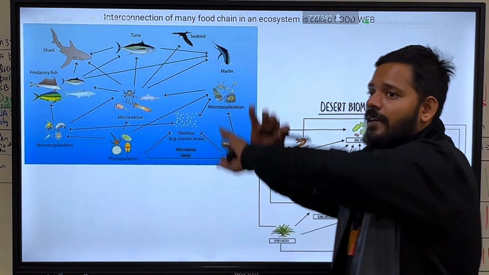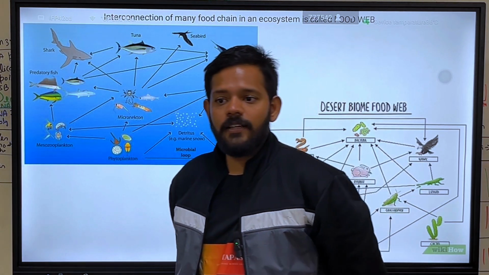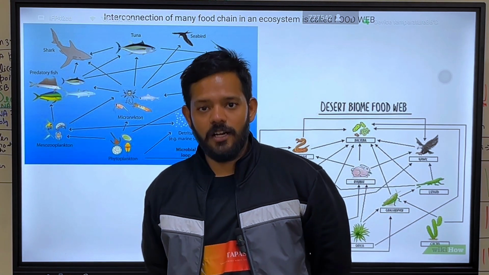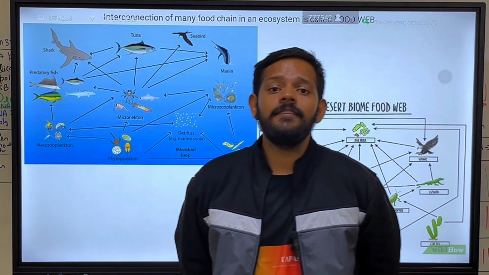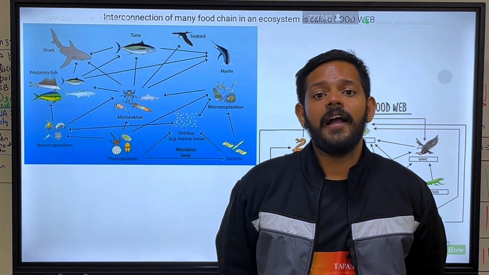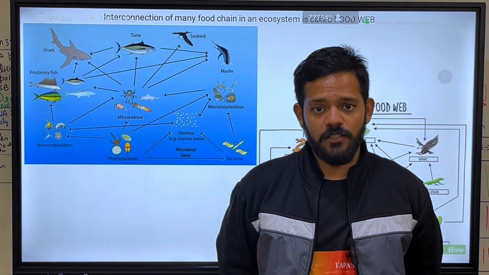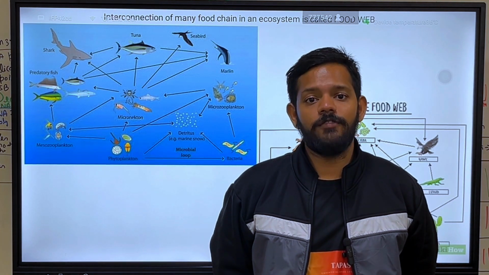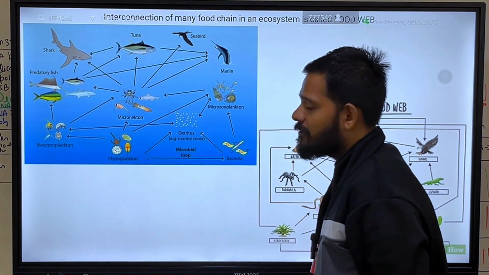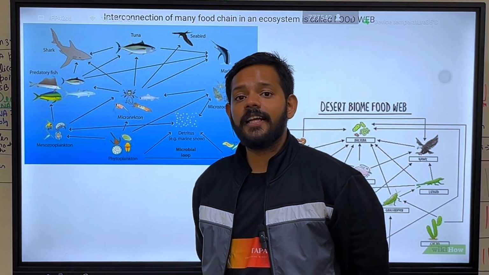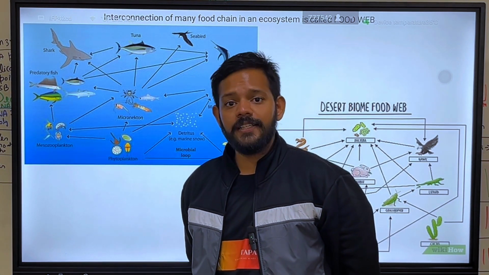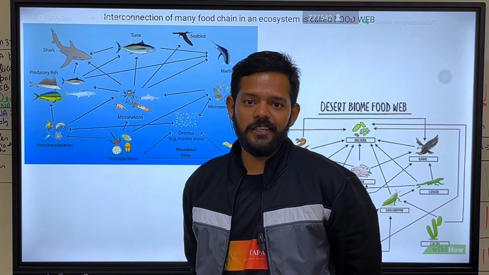When many food chains come together and form a web-like structure, it is called a food web. The food web is the main thing present in nature. A food chain does not truly exist in nature; in nature, the food web truly exists.